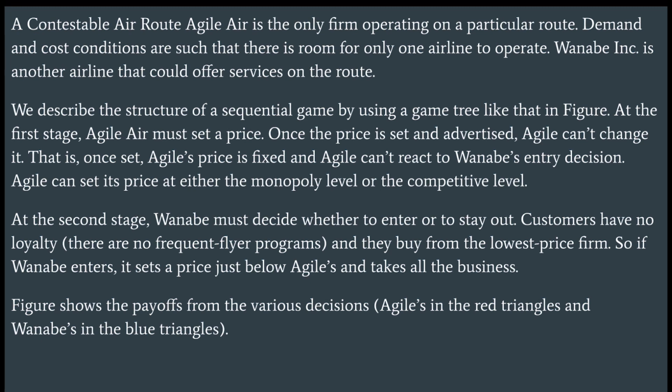Agile can set its price at either the monopoly level or the competitive level. At the second stage, Wanabe must decide whether to enter or stay out. Customers have no loyalty, there are no frequent flyer programs, and they buy from the lowest price firm. So if Wanabe enters, it sets a price just below Agile's and takes all the business. The figure shows the payoffs from the various decisions. Agile's are in the red triangle and Wanabe's in the blue triangle.